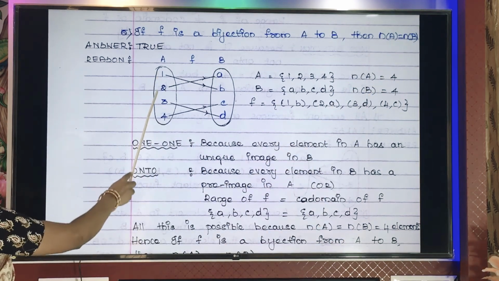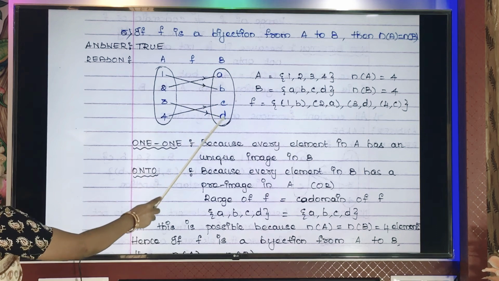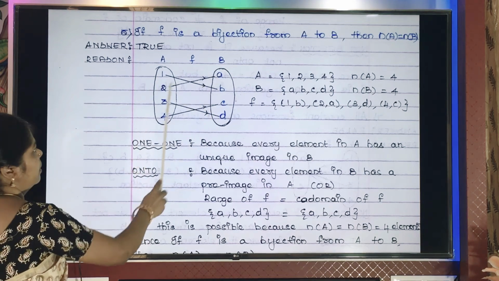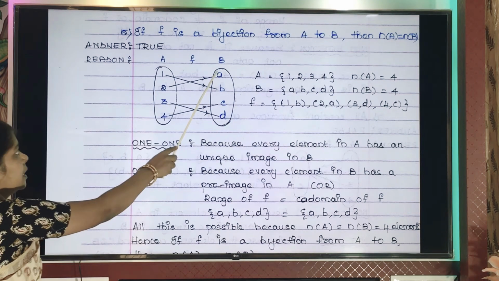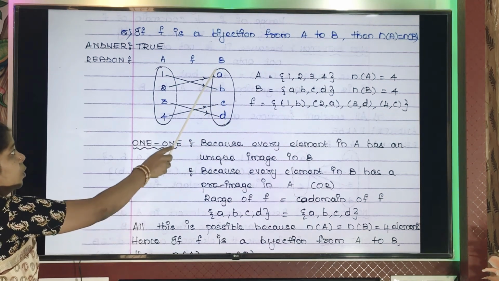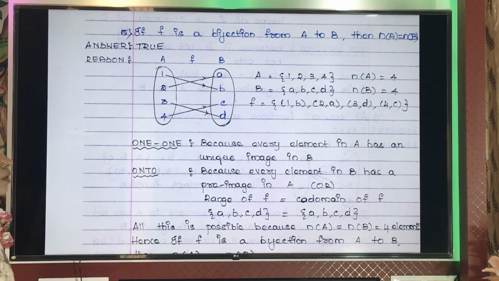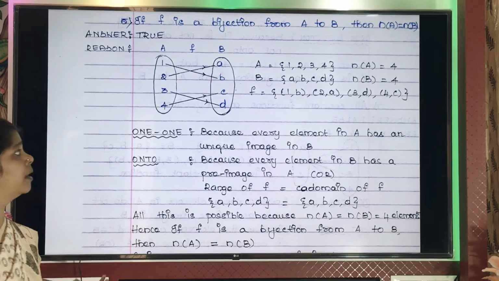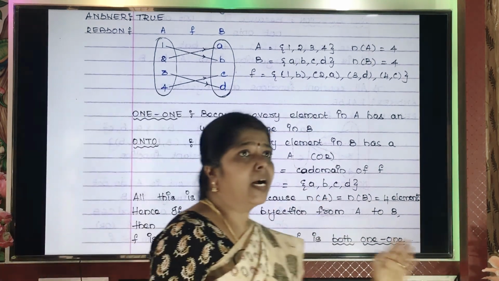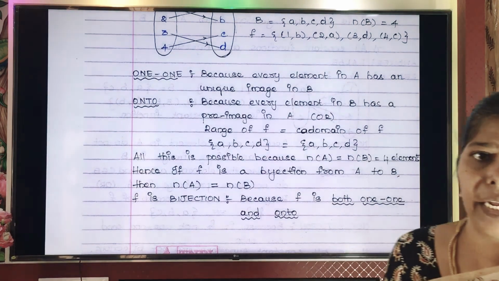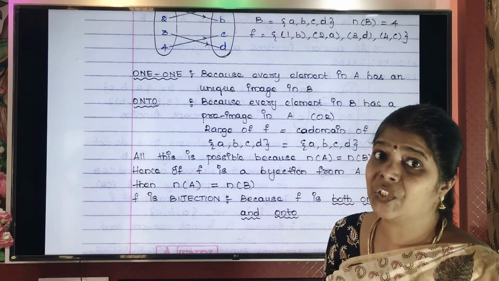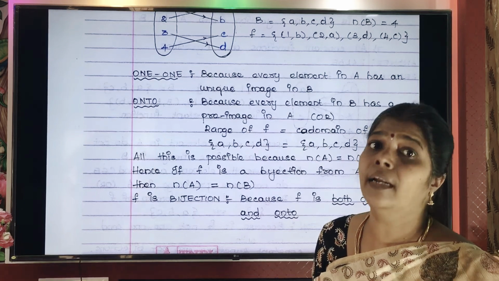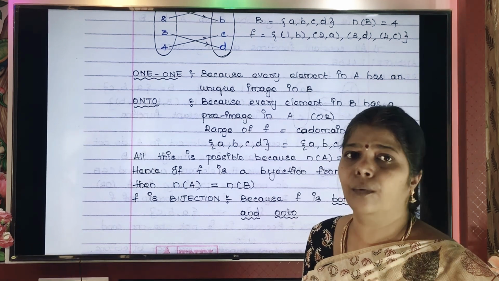I am taking 1, 2, 3, 4, A, B, C, D. Each element is having different image. Therefore, this is one-to-one. And if you see, the range is A, B, C, D, codomain is also A, B, C, D. Both are equal. Therefore, it is onto. So, we say when the cardinal numbers of two sets are equal, we get a bijection function. Bijection means what? One-to-one as well as onto.